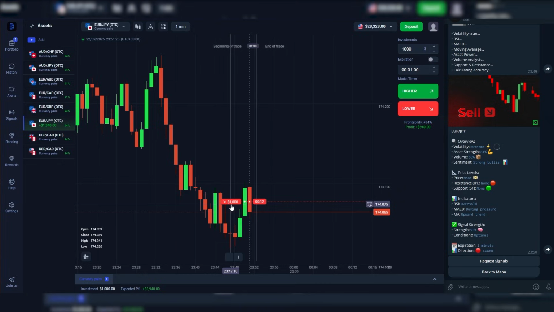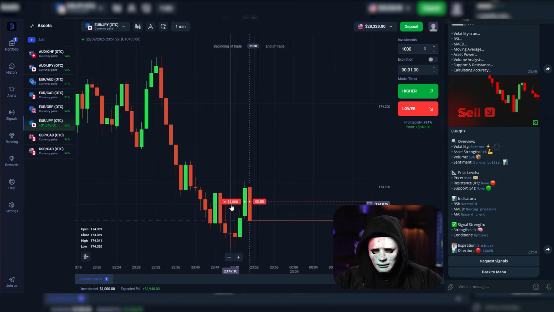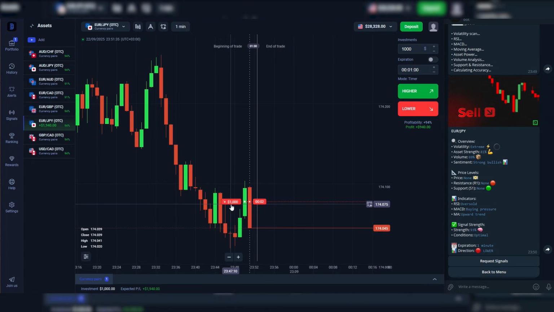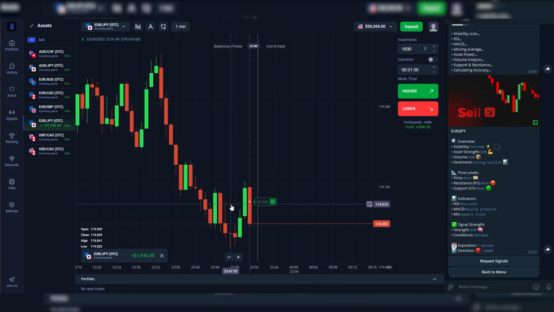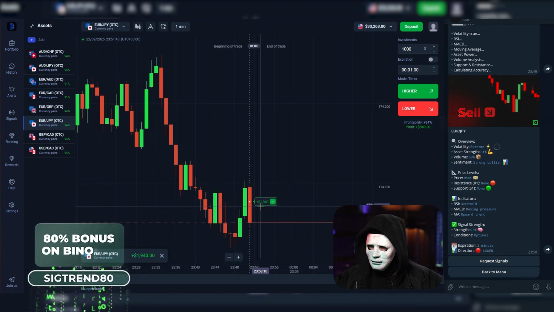I think this result is going to be good. Just a few seconds left. 3, 2, 1. And we've locked in our profit. Awesome. Once again, it worked out perfectly.